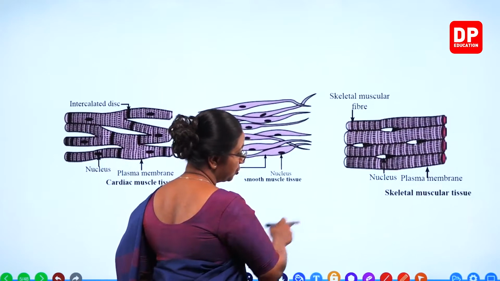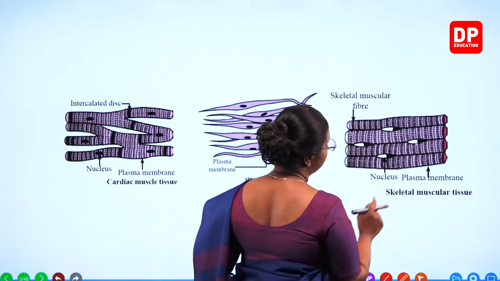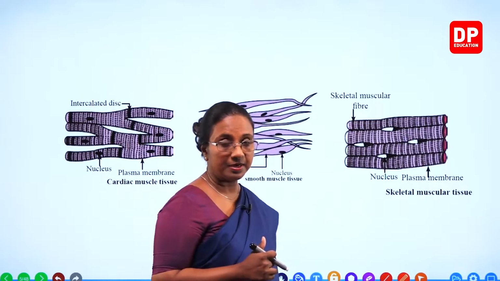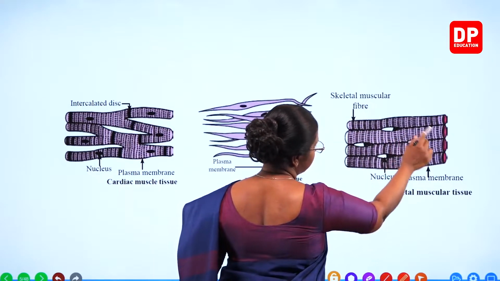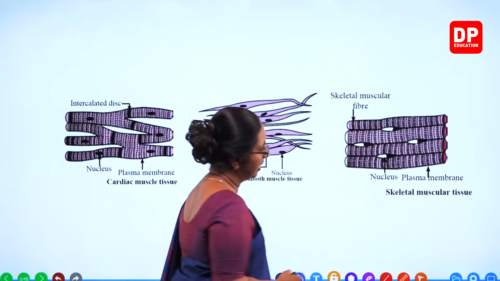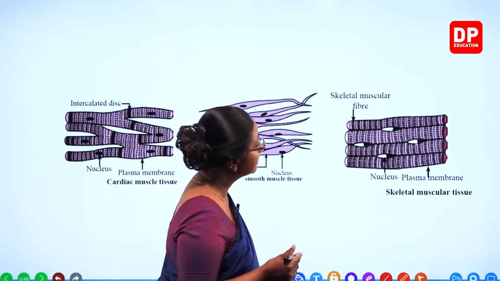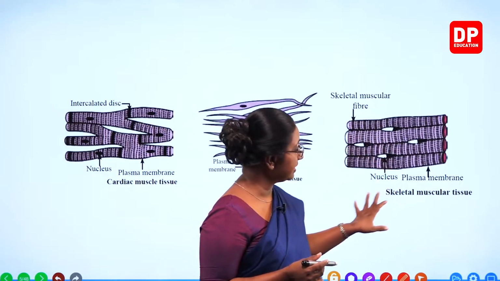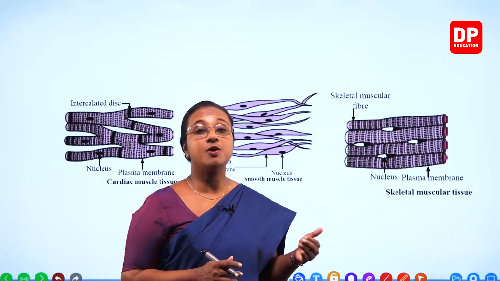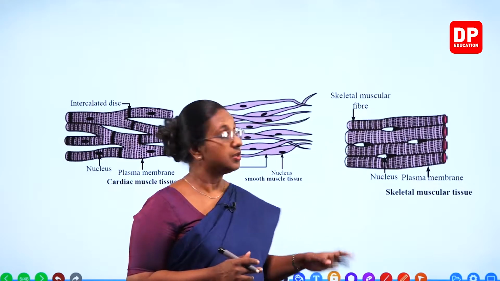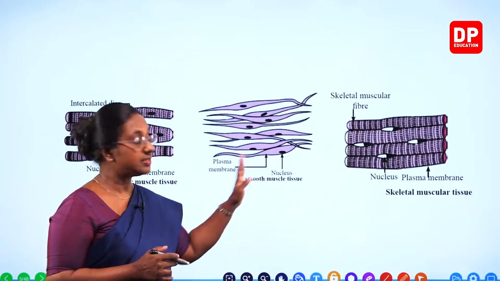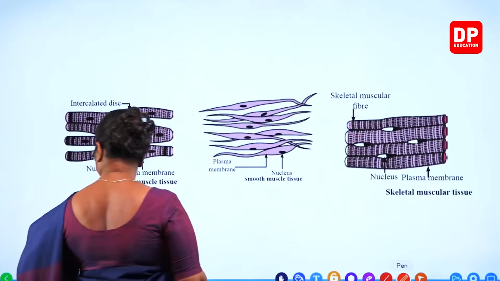If you compare these two with the last type, that is the skeletal muscular tissue, you can see they are long, thin, cylindrical fibers with cross striations, and also in each fiber you can see there are many nuclei. So this is a multinucleate structure. And skeletal muscles usually are voluntarily controlled and also they get fatigue easily. So those are the 3 types of muscle tissues. Now that you know their features, we can easily answer the question.